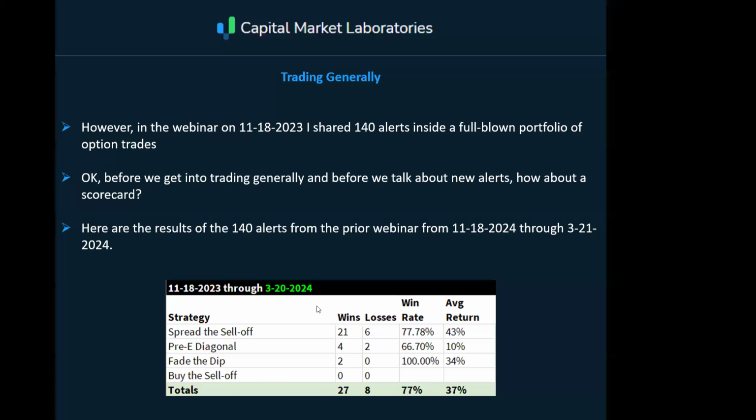But for these 4 months, we saw 27 wins, 8 losses, a 77% win rate, and an average 3-week trade of 37%. These are outstanding results. 35 total trades in 4 months is about 9 trades a month. I know that you have some liquidity questions. I'm going to satisfy those as well.